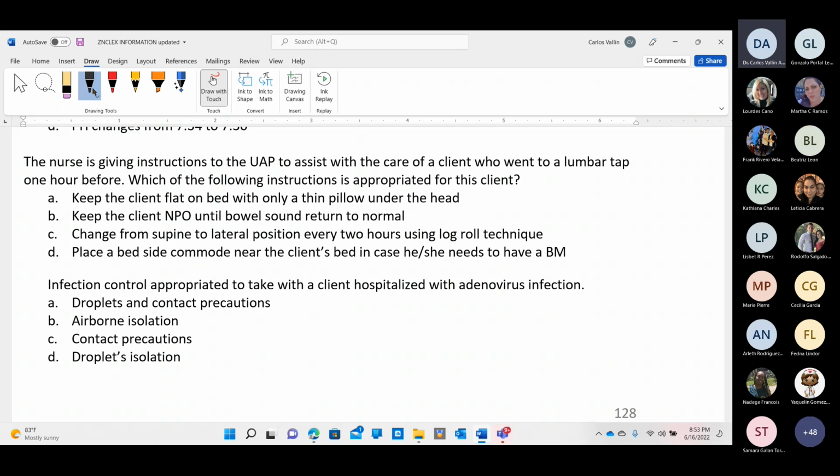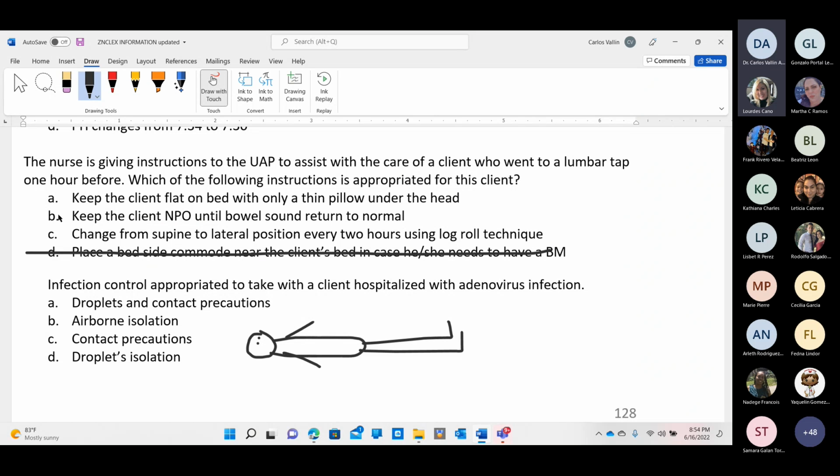Okay, let me discuss what we know about the care after a lumbar tap. The most important thing is to prevent the headache. The patient needs to be kept flat for several hours until the fluid is reproduced. So we can immediately rule out the bedside commode, because with a bedside commode the patient will get up and go to the chair. We agree with that, no? We rule that out.